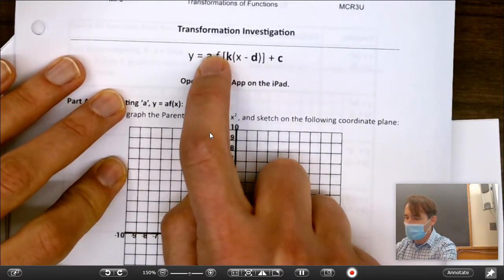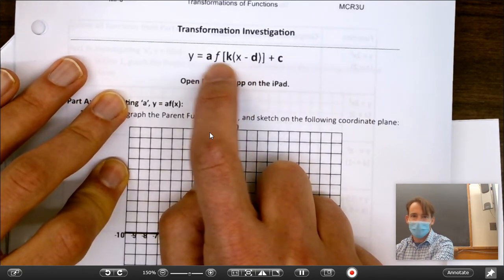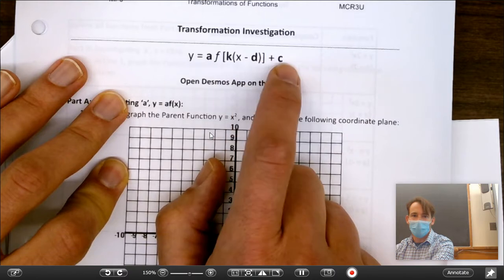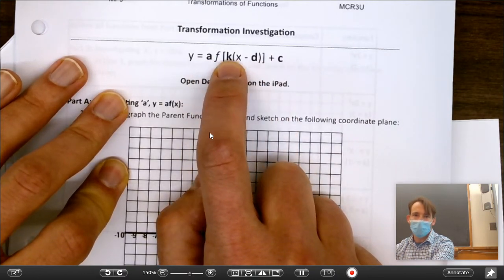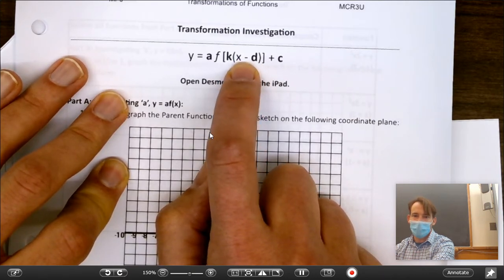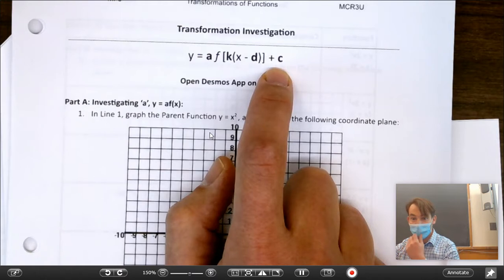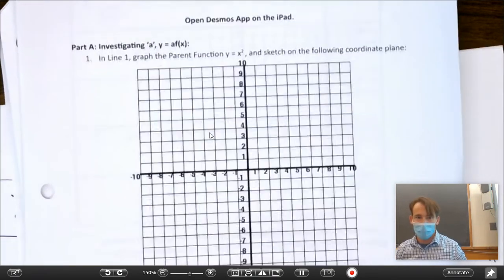A multiplies the output of a function. So notice that here is my function, f of x. And it's hiding in there in between all of these four numbers. A multiplies the output. K multiplies the input. D is being subtracted from the input, and C is being added to the output. So that's the nature of these four numbers. And we're going to take a few days to investigate all four numbers and what they're doing. A, K, C, and D. So how are we going to do that?